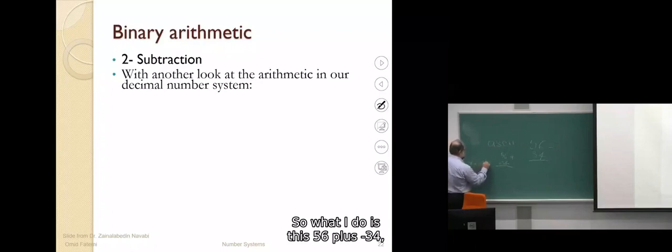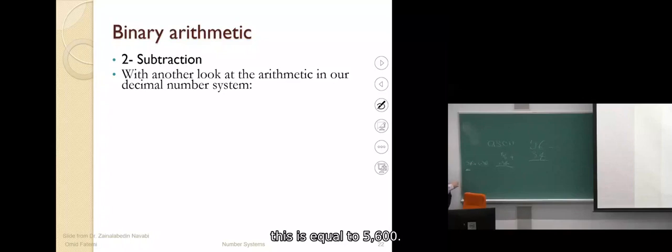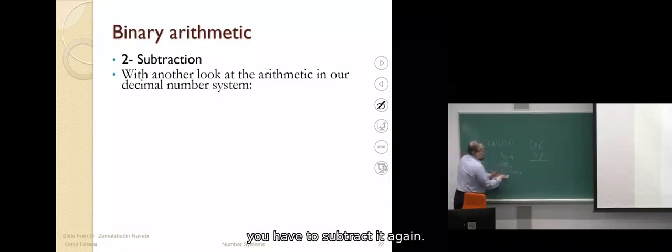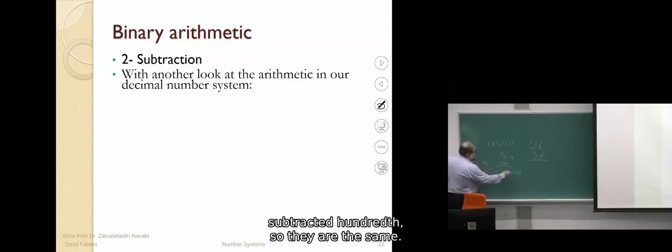So what I do is this: 56 plus minus 34 is equal to 56 plus 100 minus 34, which I add 100 to this, minus 100. Because when you add something to an expression, you have to subtract it again. So they are the same thing. We add 100, we subtract 100. So they are the same.